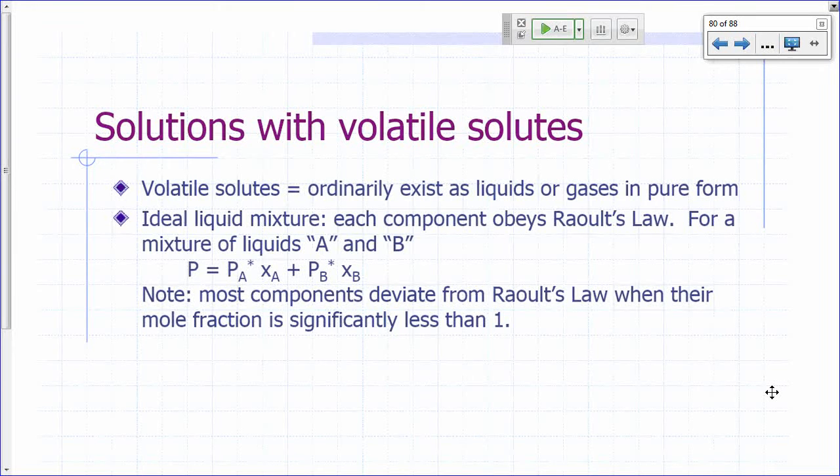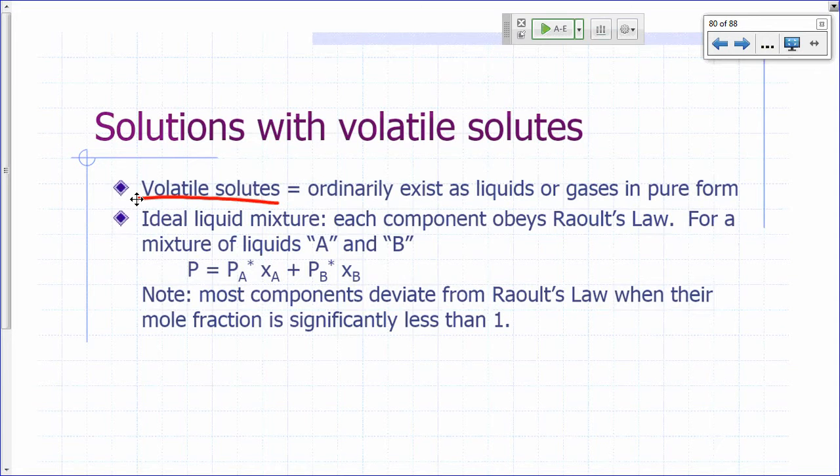So far, when talking about colligative properties, we're focused on solutions where the solutes are non-volatile. Okay, so what we're going to do now is look at solutions where the solutes are volatile. And again, what did we say a volatile solute is? Something that's volatile is something that ordinarily exists as liquids or gases in pure form. Okay, the non-volatile solids would ordinarily be solids under ordinary conditions.